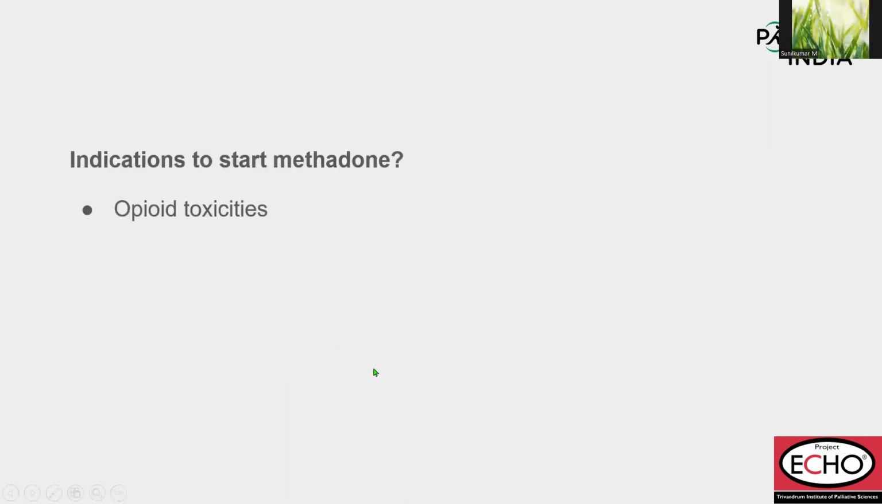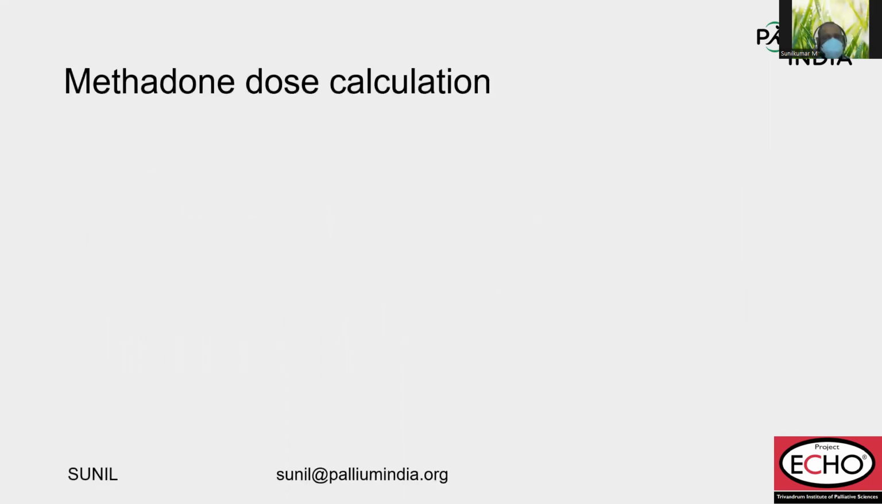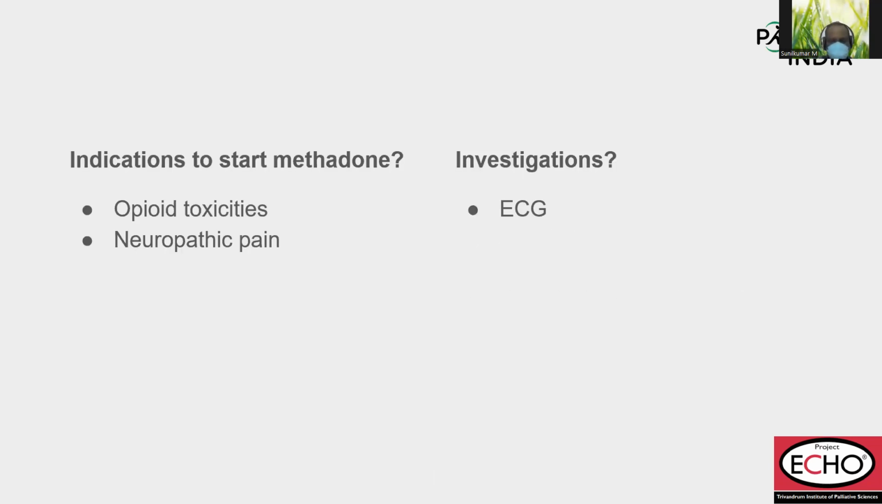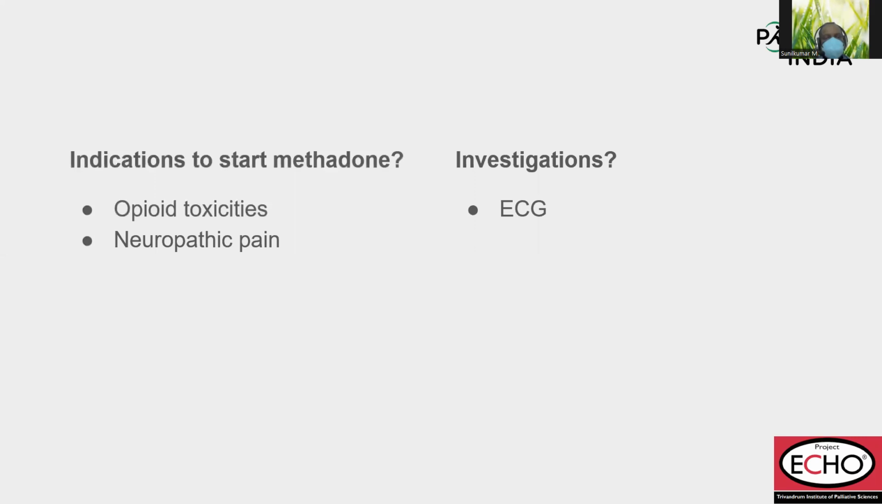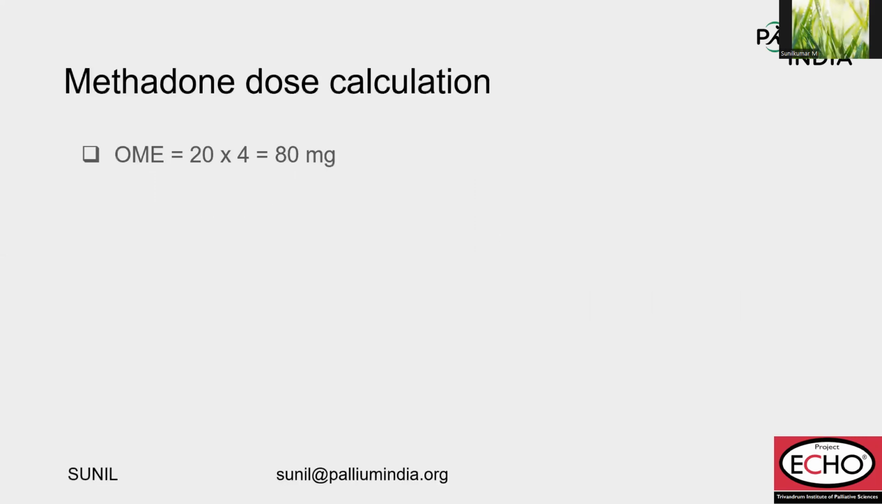So this patient is taking 20 milligram, sorry, 20 milligram 6 hourly, isn't it? So the total dose of morphine she is receiving per day is 80 milligram. Okay, only 6 hourly. So 20, 20, 20, 4 times.